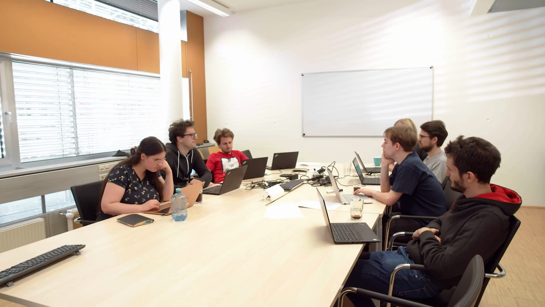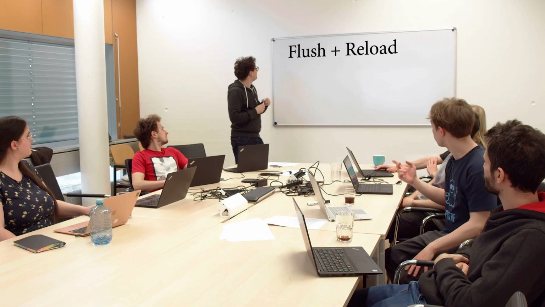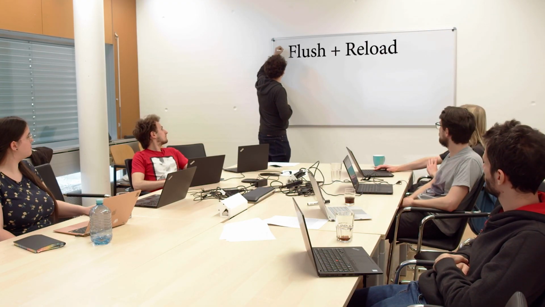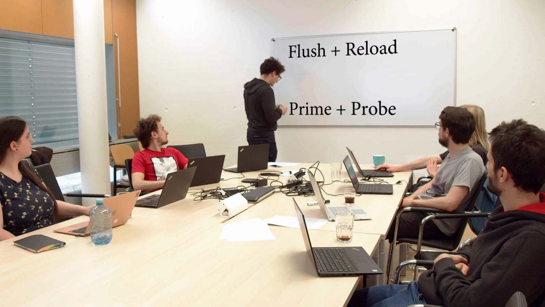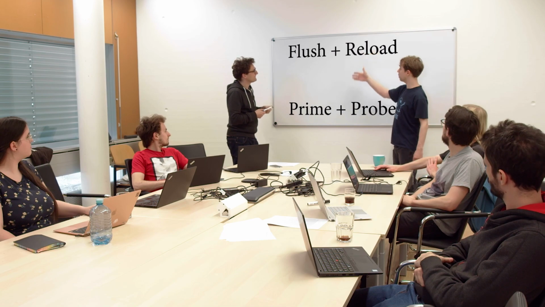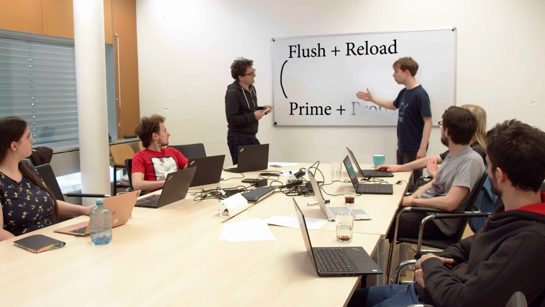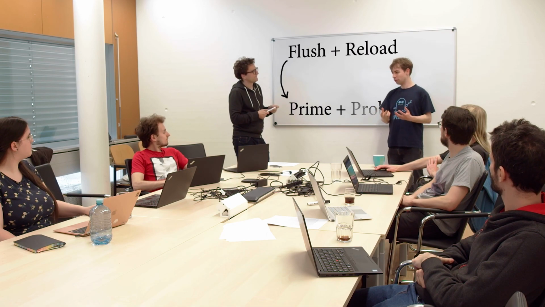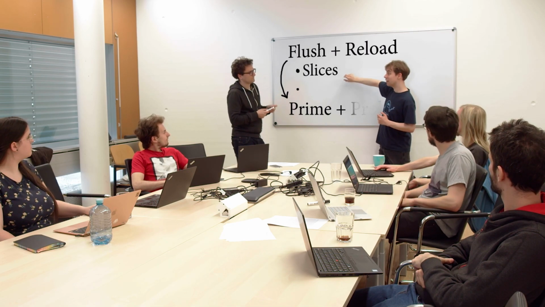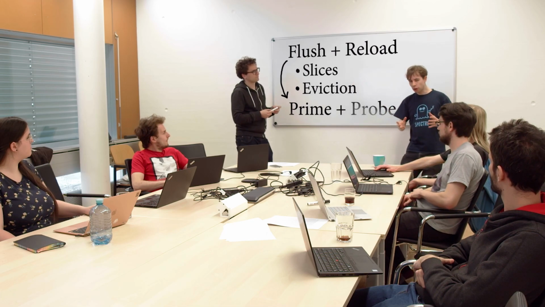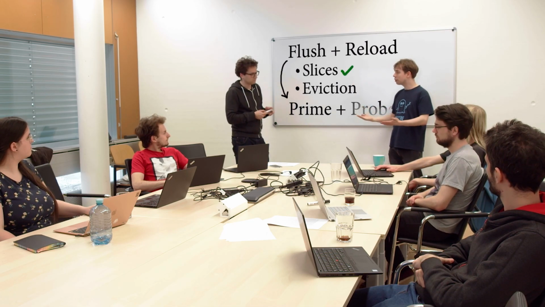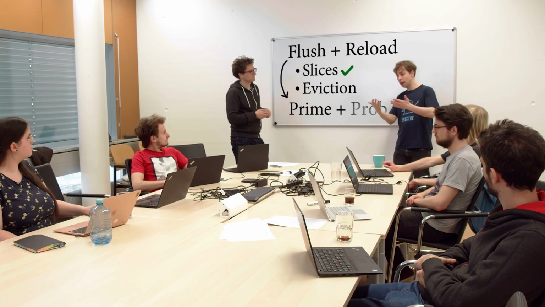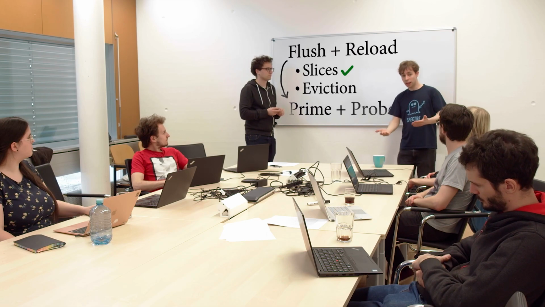Well, you lost me here, so where are we going with this plot? Well, the most important cache attack techniques are Flush and Reload and Prime and Probe. If you want to go from Flush and Reload to Prime and Probe, there are 2 puzzle pieces, 2 challenges that you have to solve. The first is slices, the second is eviction. We already talked a lot about slices. We showed the slice functions, we showed how we reverse engineered them in the last episode. We showed how they influence Flush and Flush.